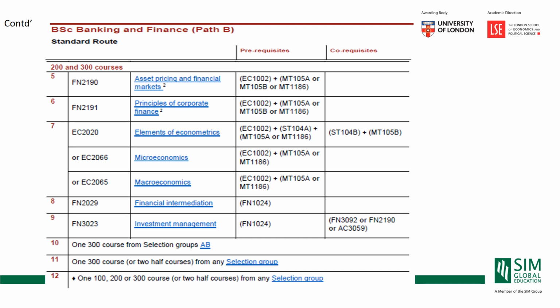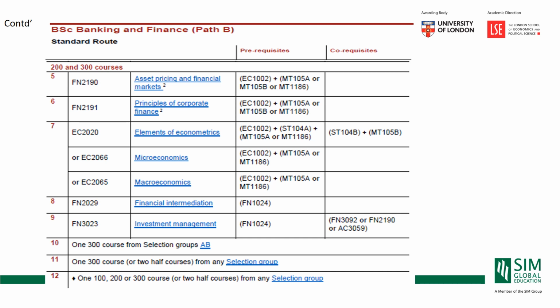You can only choose from certain disciplines. In this case, it will be either accounting or finance. Course 11 is 1 300 level course or 2 half courses from any selection group. So in this case, this elective allows you to take from any disciplines, from management, from economics, even international relation or mathematics, etc., so long as the chosen course is a 300 level course or advanced level course.